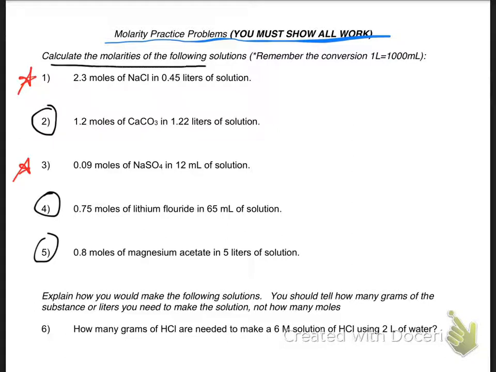It says calculate the molarities of the following solutions. All right. Number 1, we have 2.3 moles of NaCl, which is salt, and 0.45 liters of solution. So first, write your equation. As always, molarity equals moles divided by liters. Well, since here's our moles, here's our liters, this is going to be very straightforward. So molarity equals 2.3 moles divided by 0.45 liters.